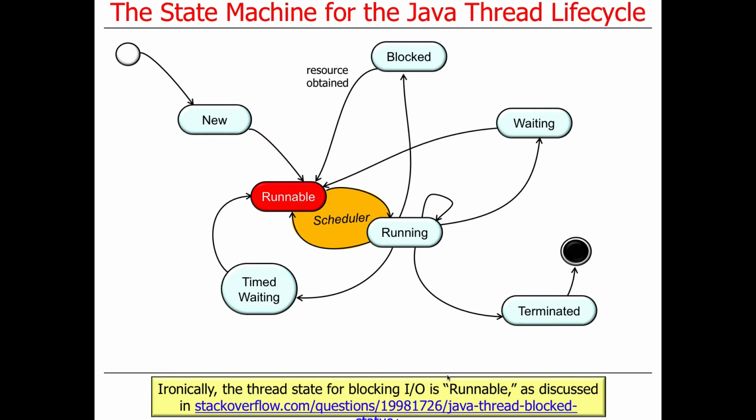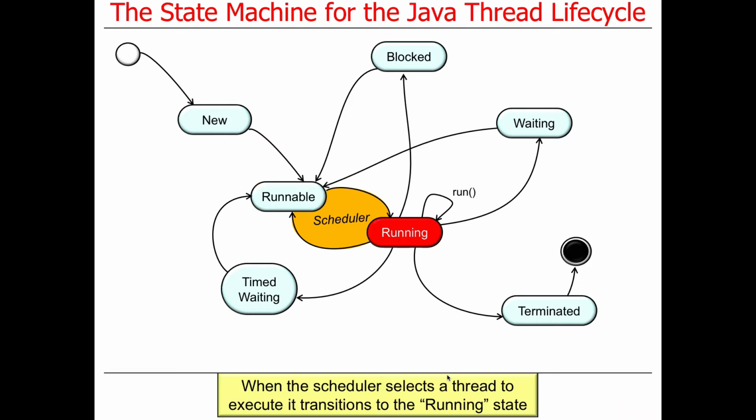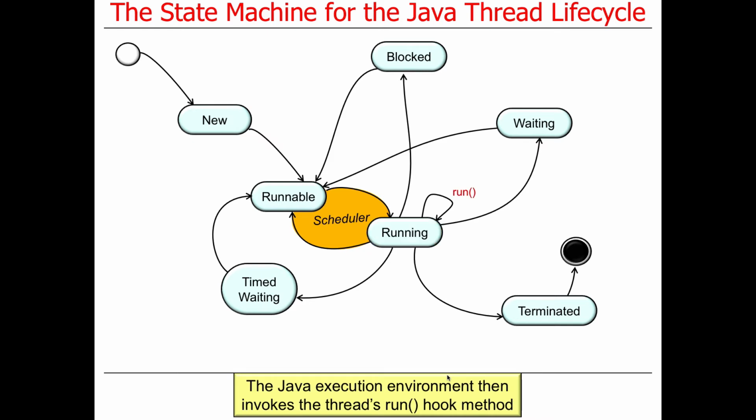Now, ironically, the thread state for blocking I/O is runnable. And you can read this link, which is a little hard to see here, but you can see it in the slides when I put them out later, in order to understand the subtlety of this. It's kind of bizarre. When it's your turn, the scheduler will give you a chance to run. Actually it's not so much that the run hook method's called back, it's that wherever you were left off in the run hook method keeps going because you were suspended.